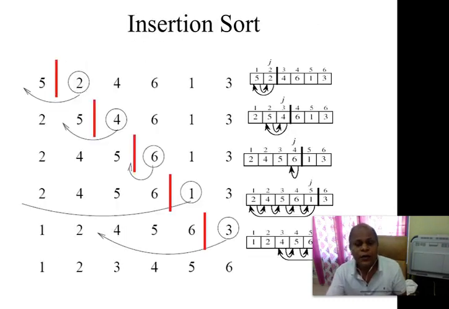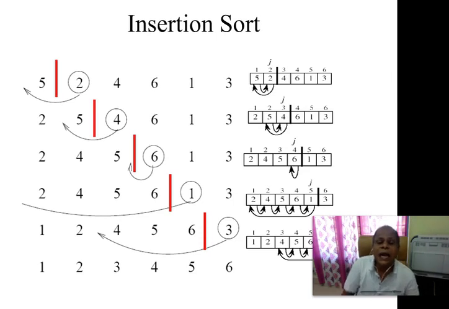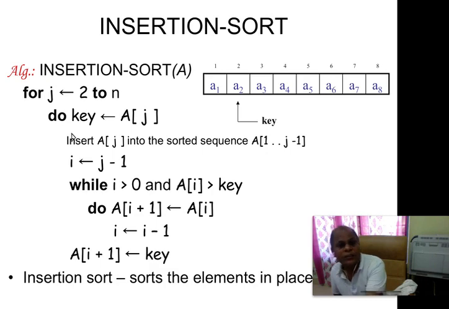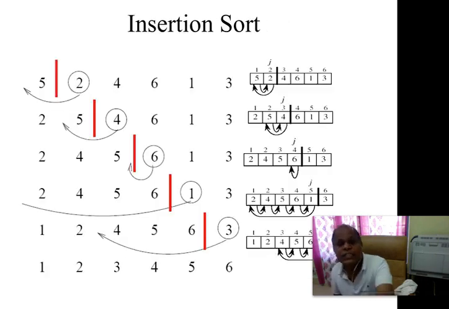Okay, now for the same example we will consider this. In this case, j will be from 2 to 6. You see the algorithm here: j is equal to 2 to n. Hence, in this case, j will be 2 to 6.